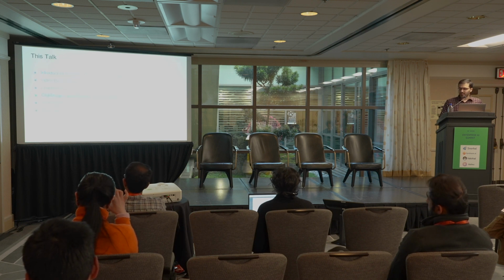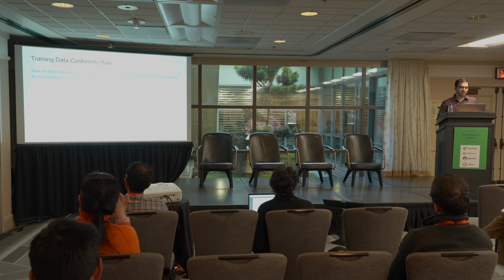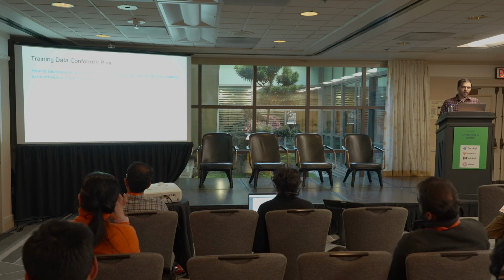Next, we'll look into challenges with biased training data, different types of bias, and how we overcome them. So first one is conformity bias. An example of this is a user could watch a video just because it has a lot of views, even though it may not match their interests, they're just curious. So how do you disentangle user interactions that were driven by conformity bias, leading to inconsistency with their true interests, when you learn the model?